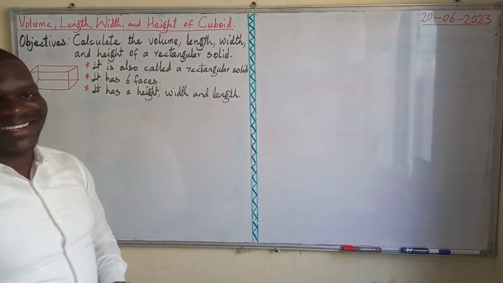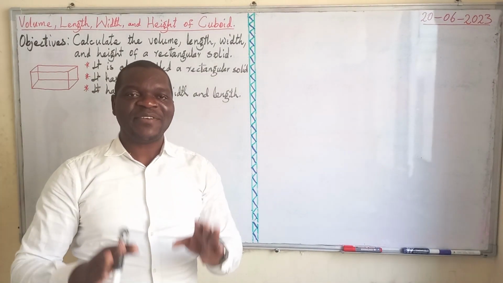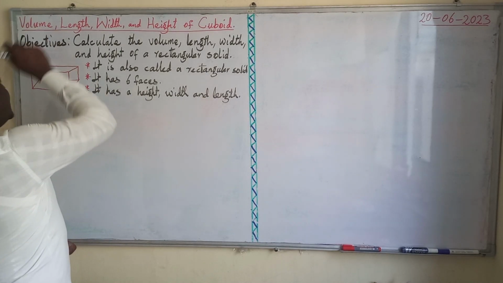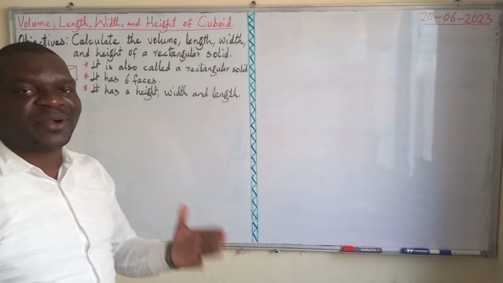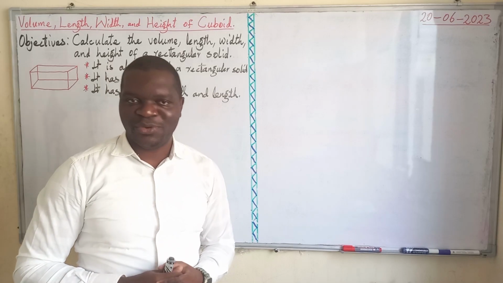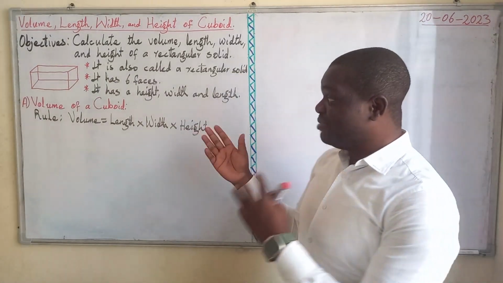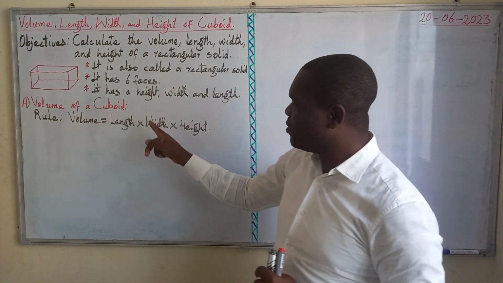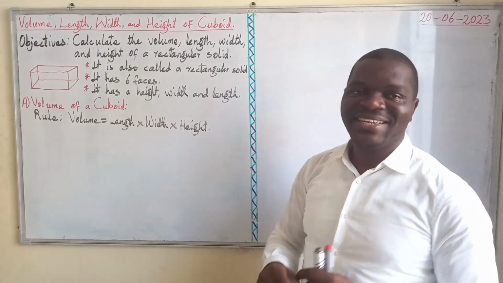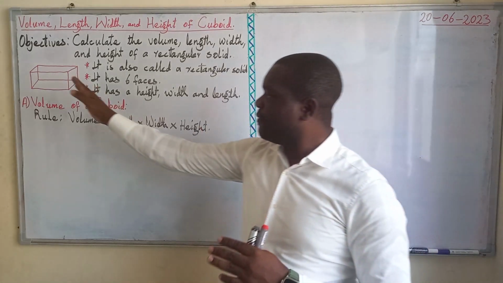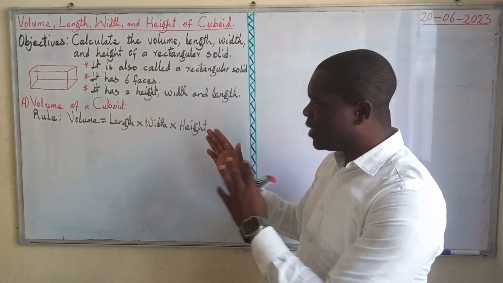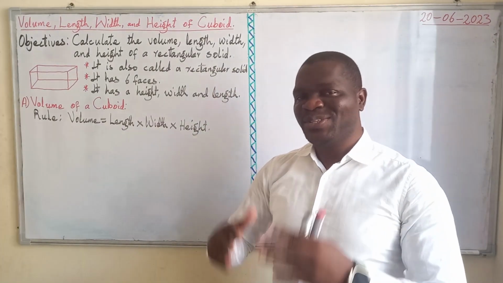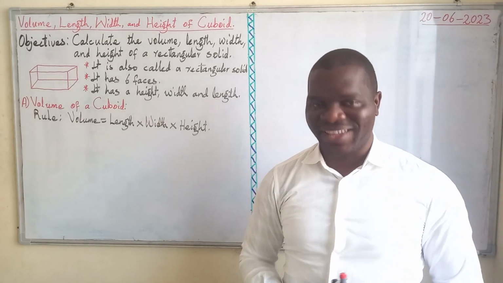With this in mind, let us start with the very first aspect of a rectangular solid, and that is the volume. How do we calculate the volume of a cuboid? As simple as it is, simply multiply the length by the width and by the height. This will give you the volume of a rectangular solid. Now let's look at a practical example so that we can apply this rule and see how to solve for the volume of a rectangular solid.